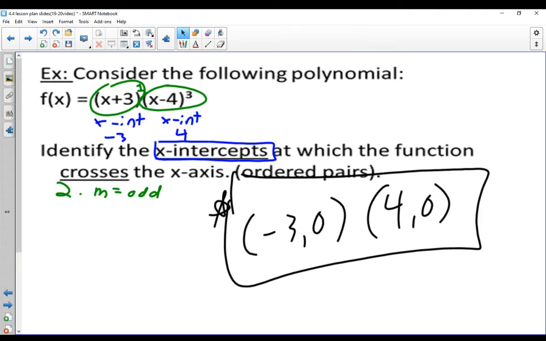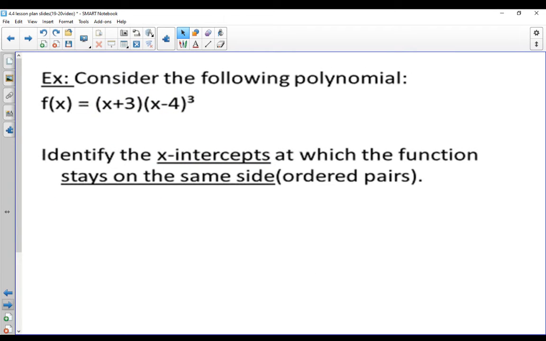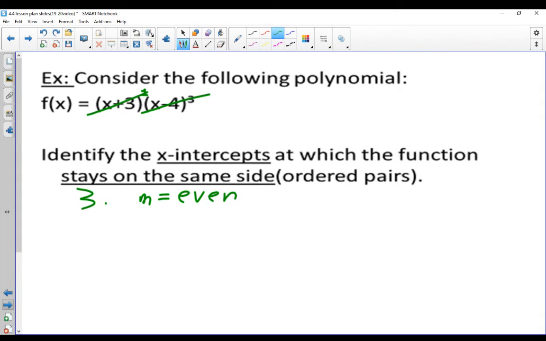All right. Feeling pretty good. Feeling pretty awesome. Let's move on to the next key point. Same equation. Identify the x-intercept at which the function stays on the same side. This is key point number 3. We got to look for when the multiplicity is even. Look at this one. That multiplicity is odd, that doesn't count. That doesn't count either. So neither of them work. So in other words, none. You do not have any x-intercepts because you do not have any even multiplicities. Done.